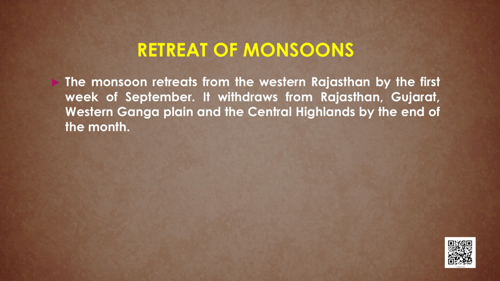So, by the end of September, the southwest monsoon becomes weaker. The low pressure trough becomes weaker over the Ganga plain. So, it starts moving southward in response to the southward movement of the sun. Now comes the retreat of monsoons. The monsoons retreat from western Rajasthan by the first week of September. It withdraws from Rajasthan, Gujarat, the western Ganga plains and the central highlands by the end of this month. That means by the end of September, the monsoons start retreating.